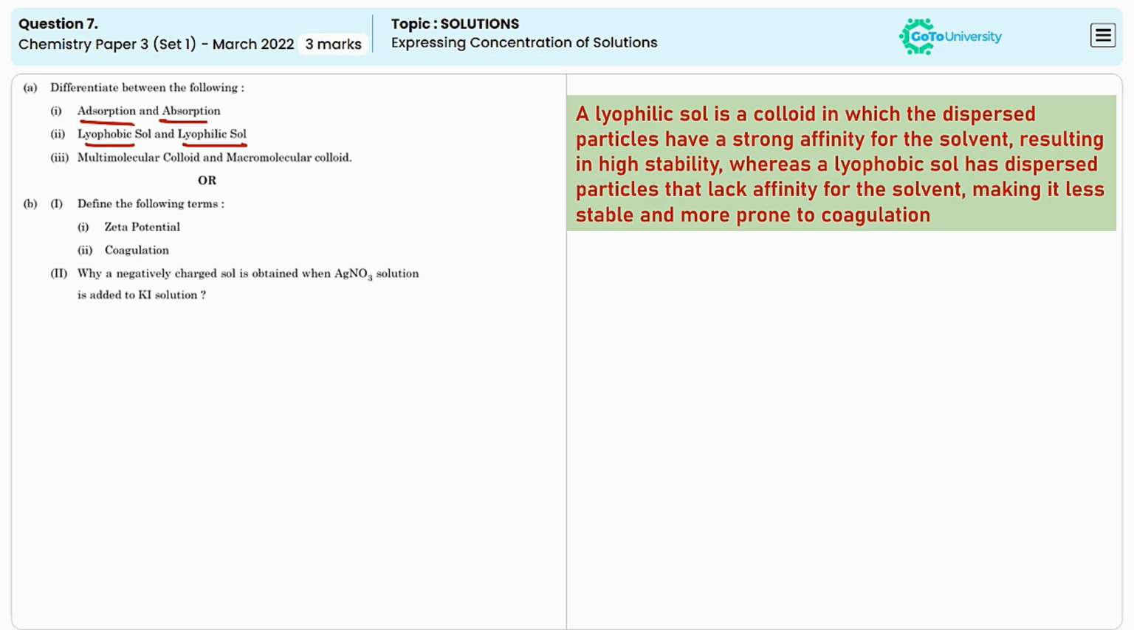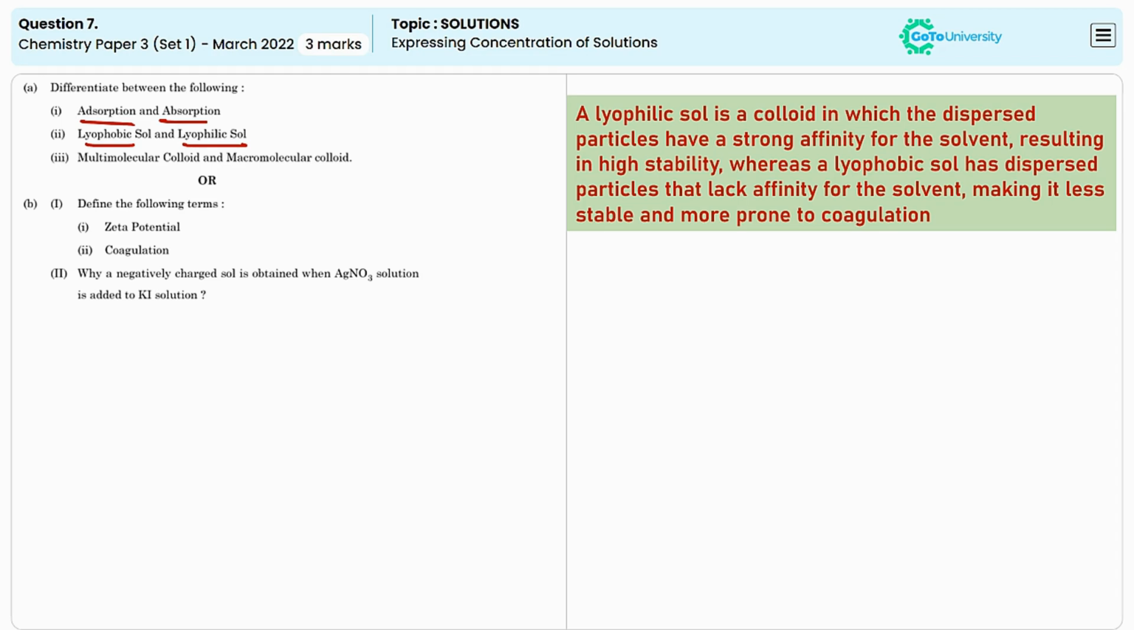At the same time, in the case of lyophobic colloids, the dispersed particles have little to no affinity for the dispersion medium, and these colloids are less stable and can easily aggregate or precipitate out of the solution. They often require stabilizers to maintain stability.